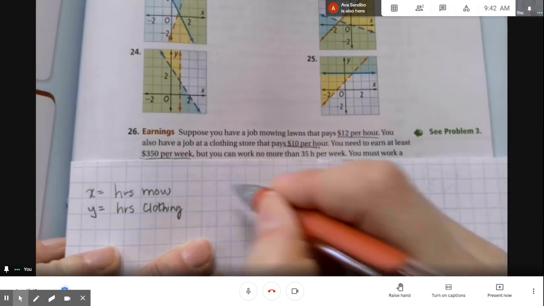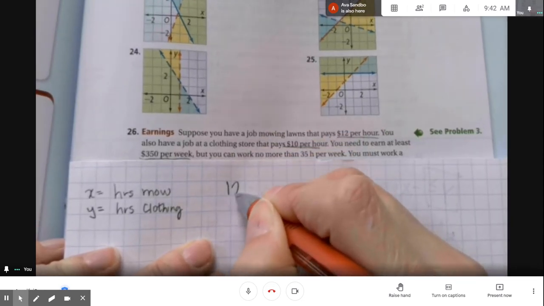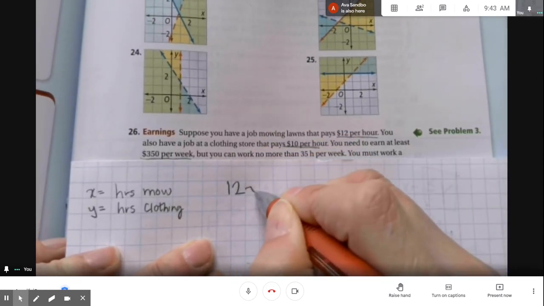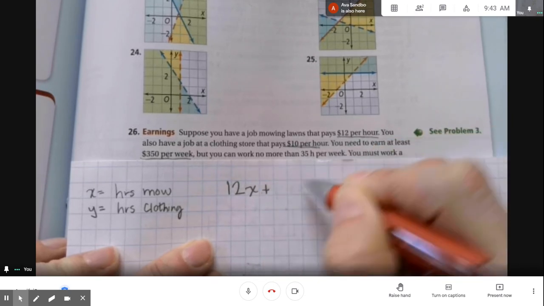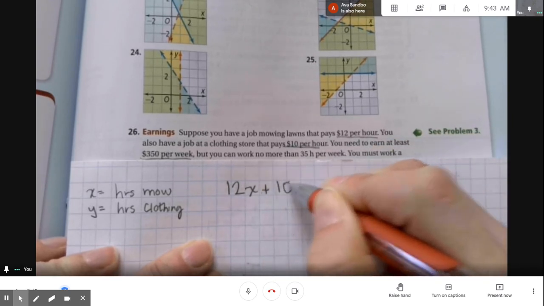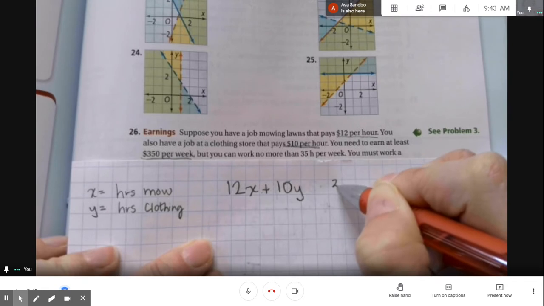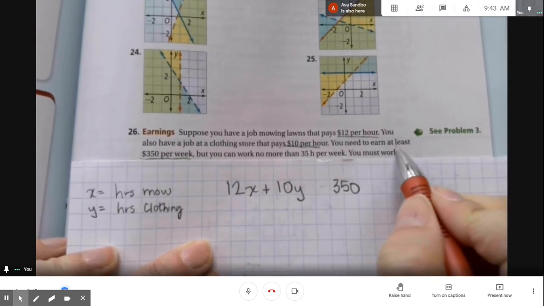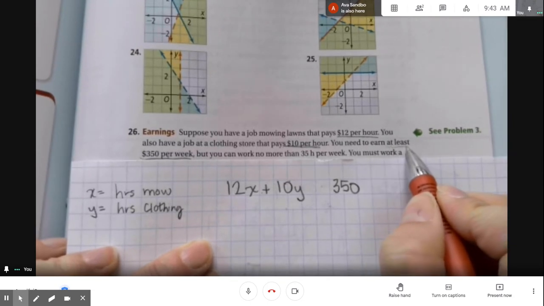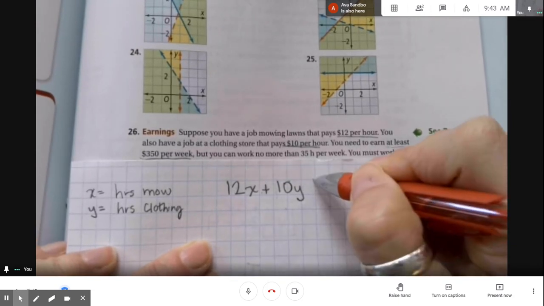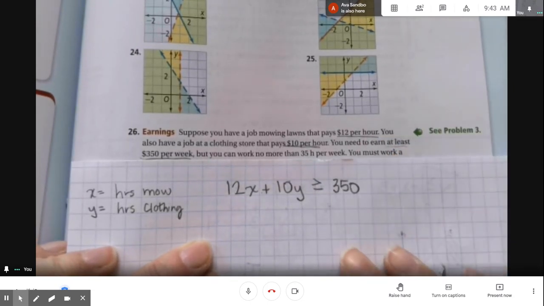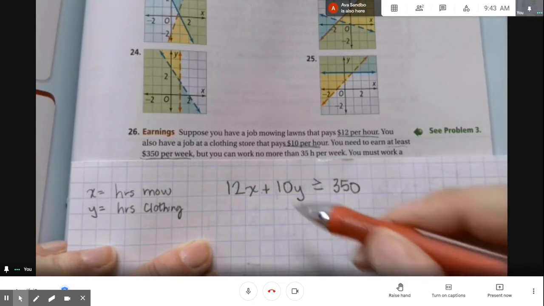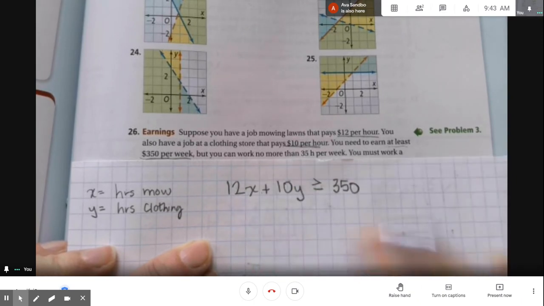Well, inequality. We would have 12x plus 10y and 350, right? Like a standard form. But then it says you need to earn at least 350. So that means that 350 is the least you can earn. You want to earn more, but 350 is the smallest amount.